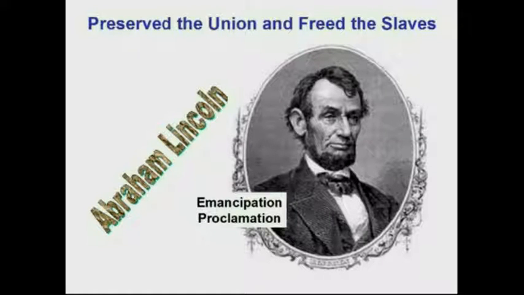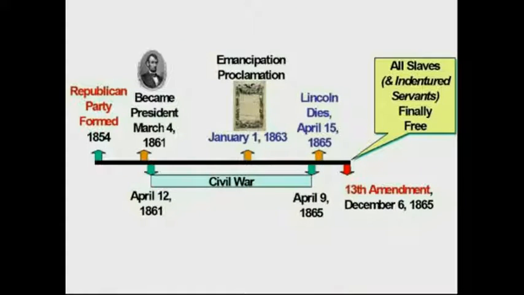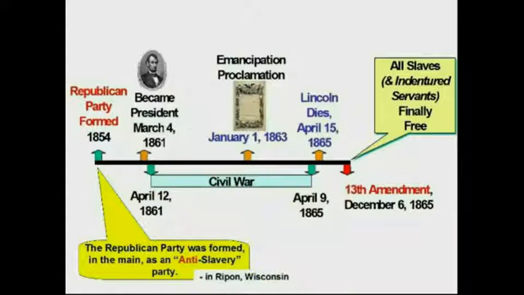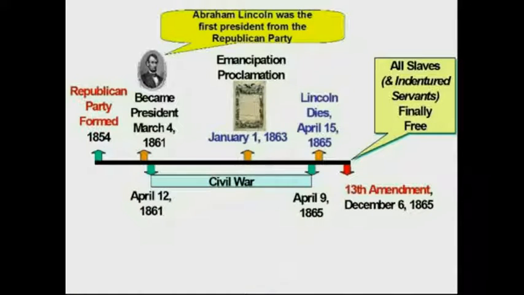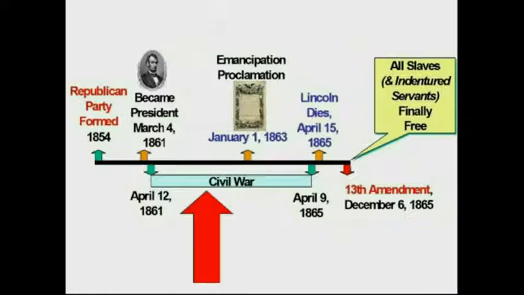Let's take a look at a timeline of the era to explain. In 1854, the Republican Party was formed as an anti-slavery party. Other political parties at the time, including the Democratic Party, were all advocates of maintaining slavery. In March of 1861, Abe Lincoln became the first Republican president. A little over a month later, the Civil War broke out. We all learned that the Civil War was fought over slavery, but that wasn't exactly the case.